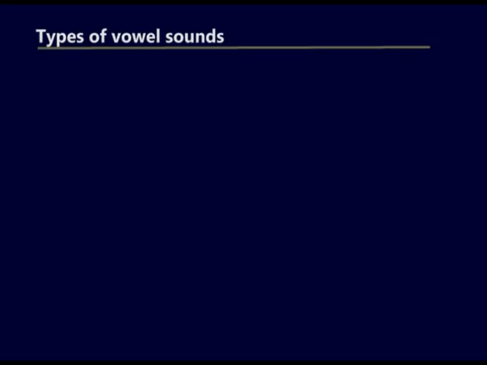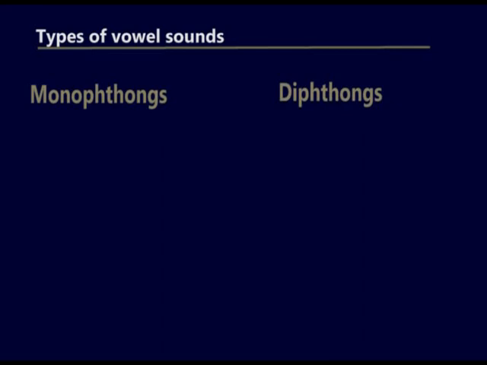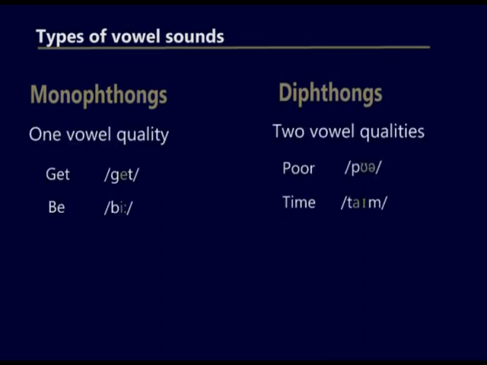Again, we will be talking about how linguists describe vowel sounds of spoken languages rather than signed languages, and we will be talking about the vowel sounds as they are used in English. There are two types of vowel sounds: monophthongs and diphthongs. Monophthongs involve one vowel quality, and diphthongs involve two vowel qualities.